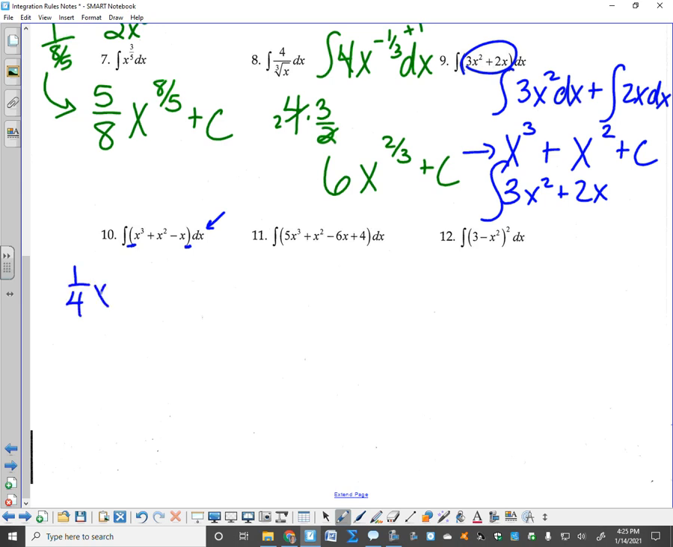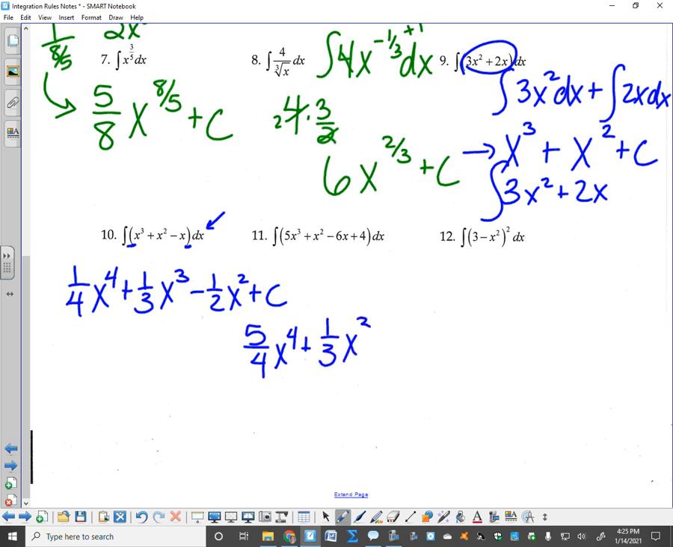So 1/4 x to the 4th plus 1/3 x to the 3rd minus 1/2 x squared plus c. This one's going to be 5/4 x to the 4th plus 1/3 x cubed minus 3x squared plus 4x plus c. Good times. All right. Like I said, for number 12, there is no turducken.